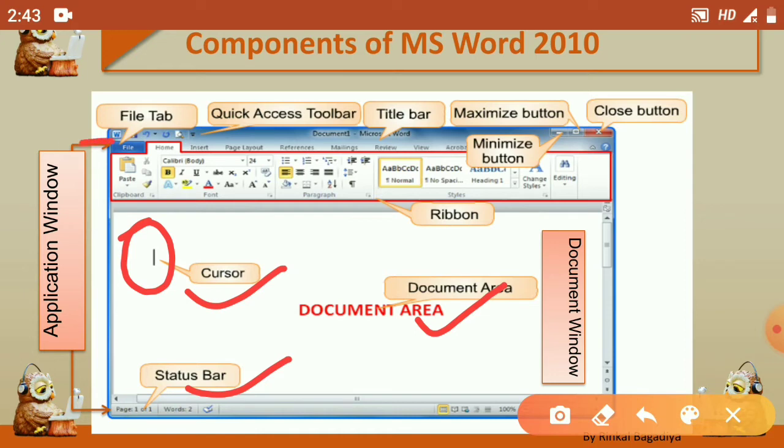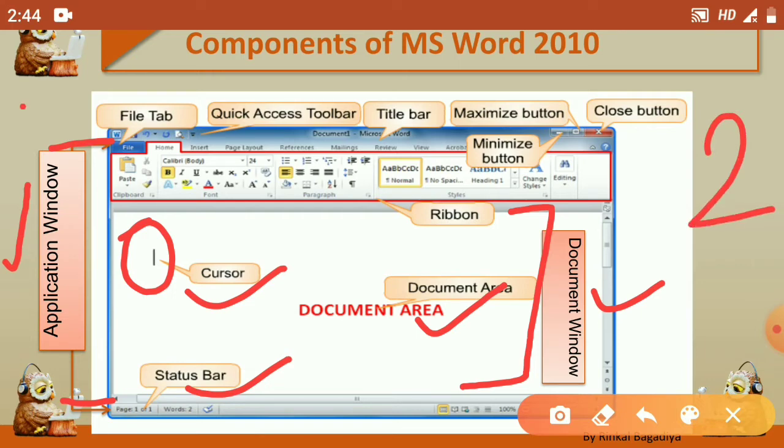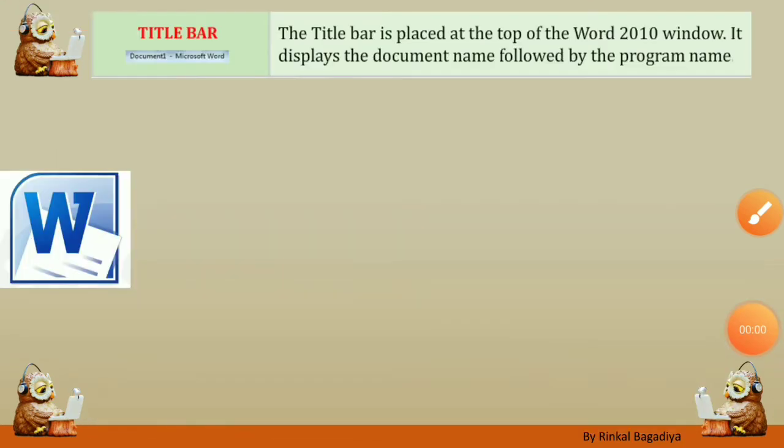From here to here, this whole part is called the application window, and this white part is called the document window. Word 2010 is divided into two windows. First is the application window and second is the document window. So this is the introduction of the components of Word 2010. Now let's get detailed information about each of these.